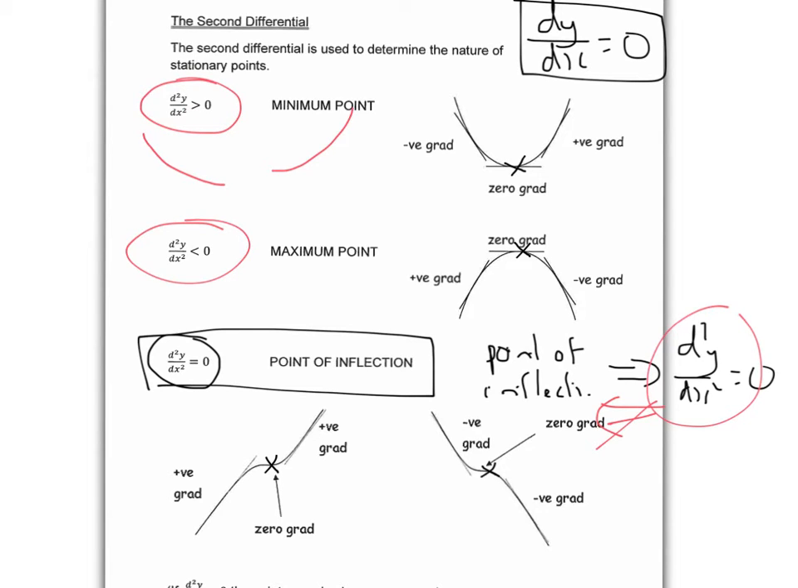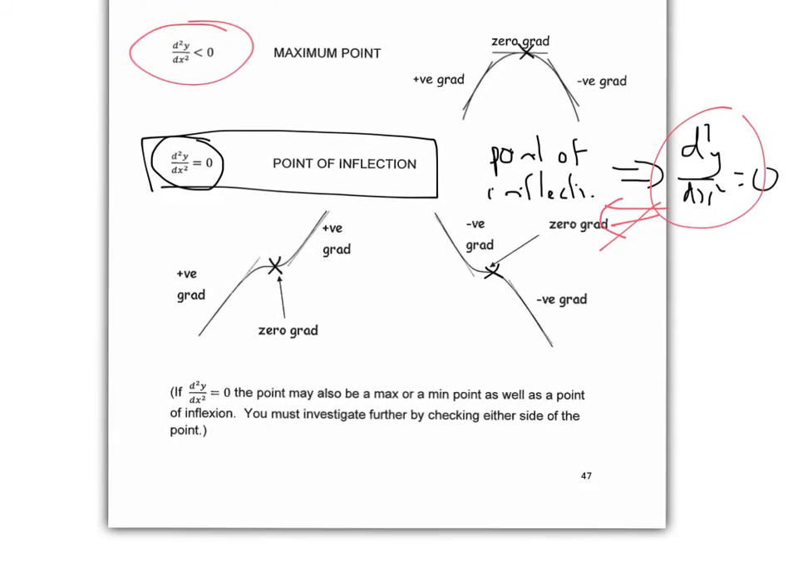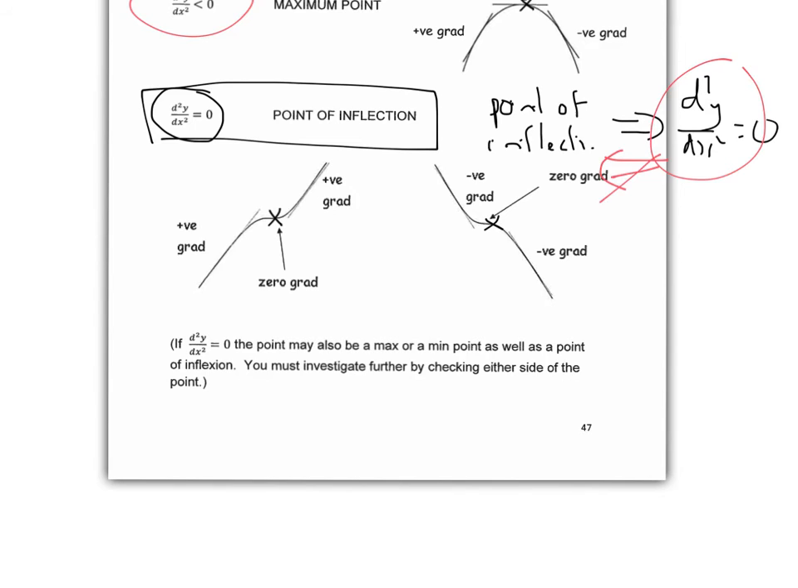So in an exam, if you get dy/dx equals 0, you've found a stationary point, a turning point. If you then use d²y/dx² to diagnose it and get a value bigger than 0, you've got a minimum. If you get it less than 0, you've got a maximum. If you get it equal to 0, you have to do some more investigation. So let's have a look at what we're going to do if that's the case.